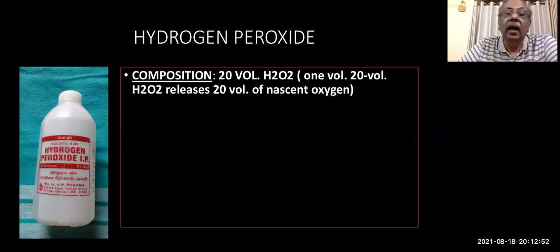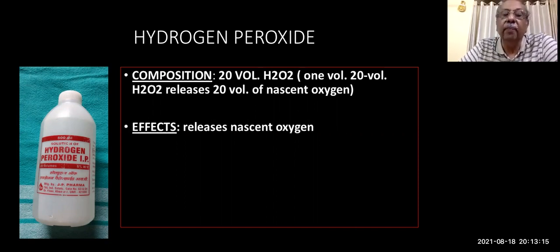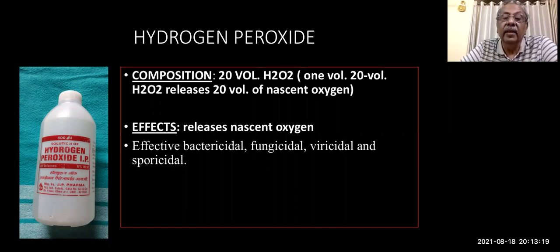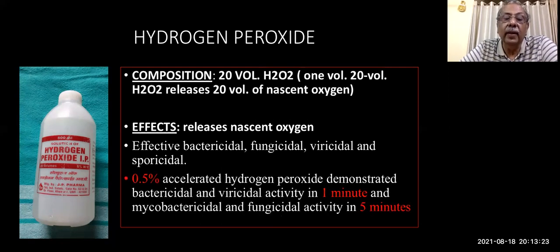So hydrogen peroxide, the composition is 20 volumes of hydrogen peroxide. So 1 volume hydrogen peroxide releases 20 volumes of nascent oxygen. So previously we saw Eusol releases nascent chlorine. Here it is the nascent oxygen that is produced. The effect is because of the release of nascent oxygen. It is effective bactericidal, fungicidal, virucidal, and sporicidal.